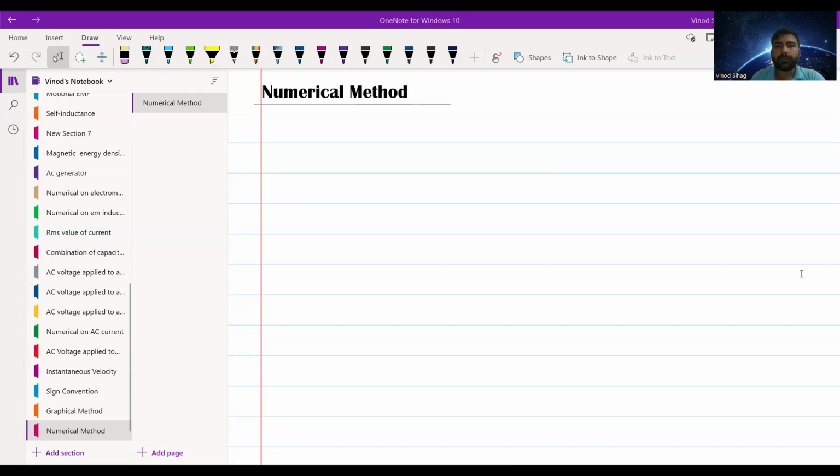So in today's video, we are going to study the equations of motion in one-dimensional coordinates with the help of numerical method, or we can say the method of calculus. So let us start with the first equation of motion.